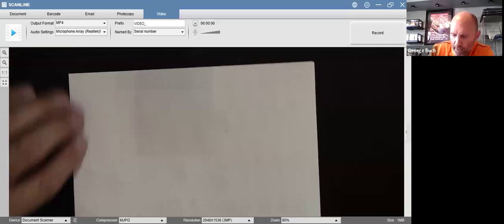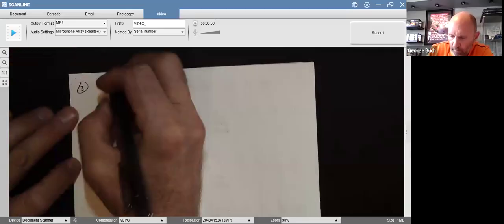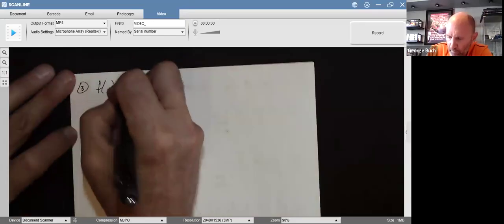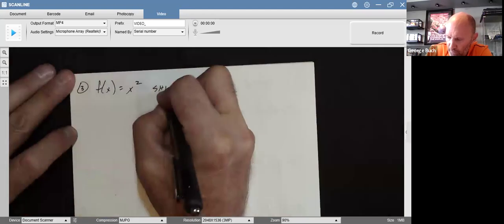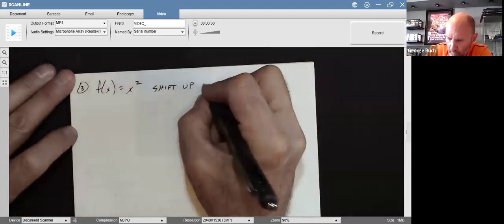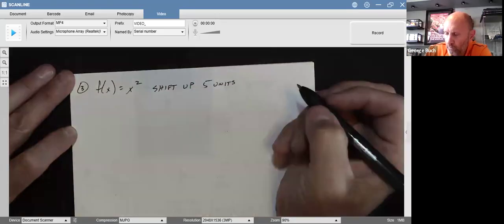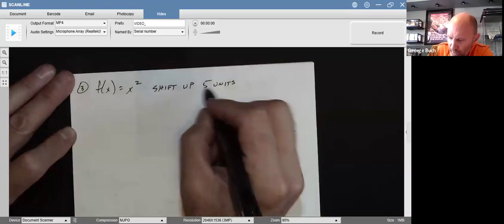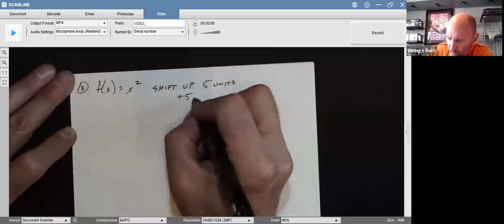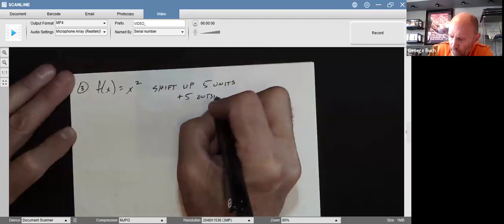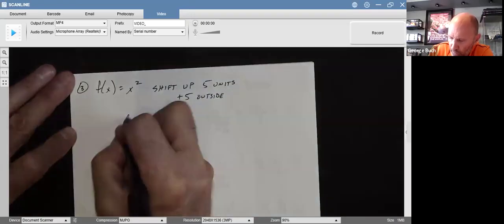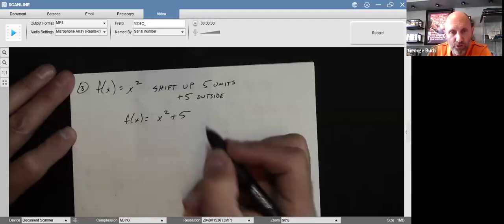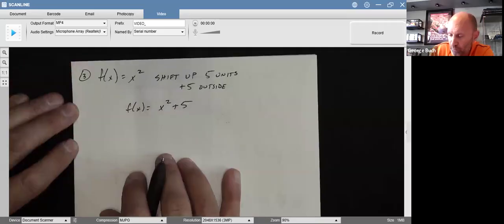What if we have our function is x squared, and we want to shift up 5 units? So that's vertical shift, so that's going to be, as we see it, plus 5 on the outside. So therefore, it's just f of x is equal to x squared plus 5. That's the x squared function or graph shifted 5 units up.